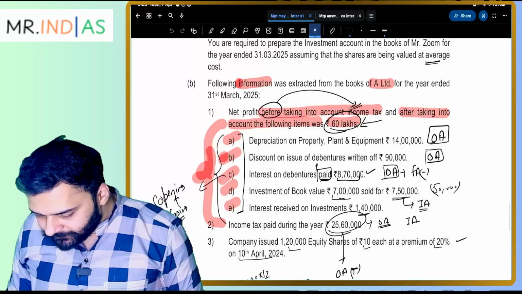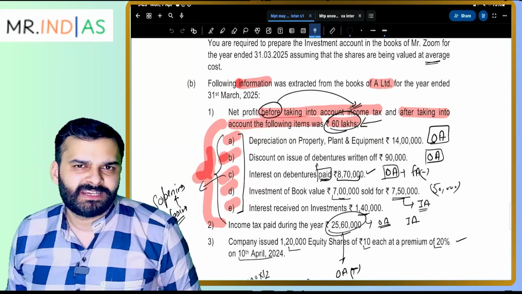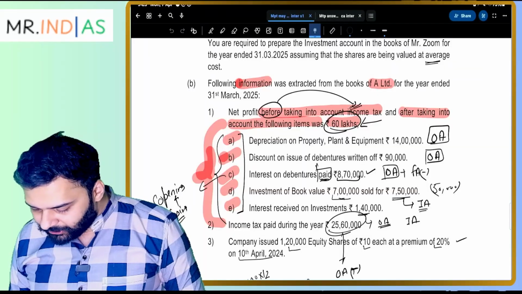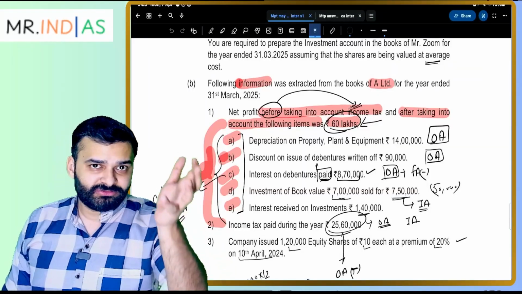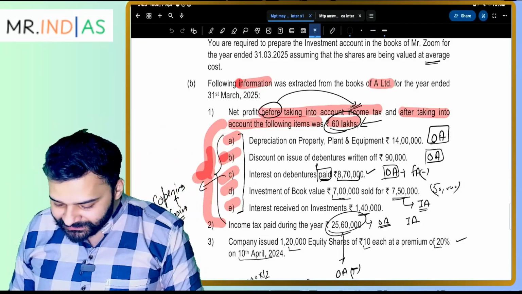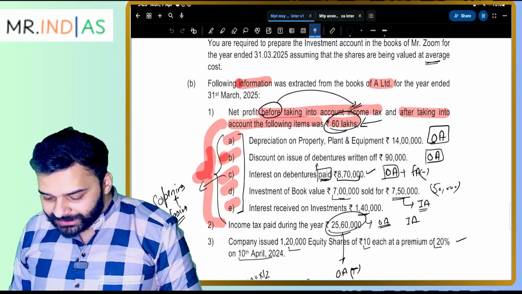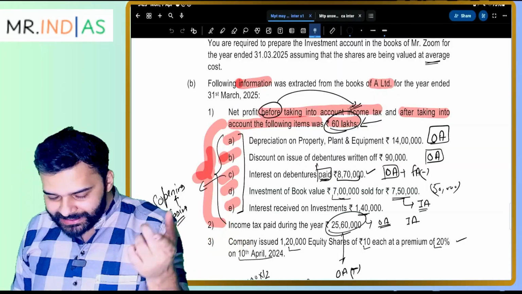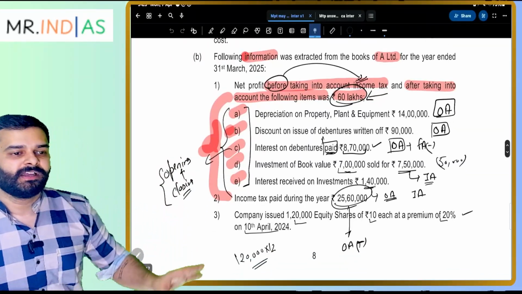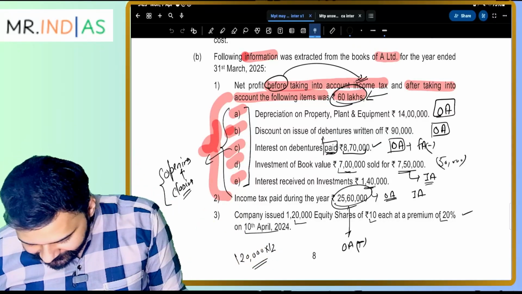Investment with a book value of 7 lakhs sold for 7,50,000. 7,50,000 is proceeds from investment. Sale of investment comes into the investing activity category, and the 50,000 gain would increase your profit. Now you have to nullify its impact, so you have to deduct 50,000 from PBT of rupees 60 lakh. Interest received on investment is 1,40,000. It will be deducted from operating activity and added to investing activity. Income tax paid during the year is 25,60,000, which is your operating activity. You will deduct it from your operating activity cash flow.